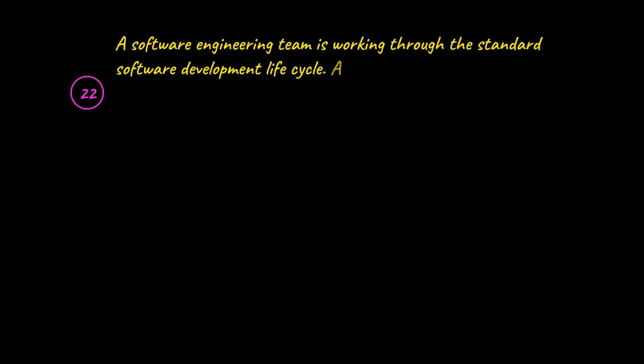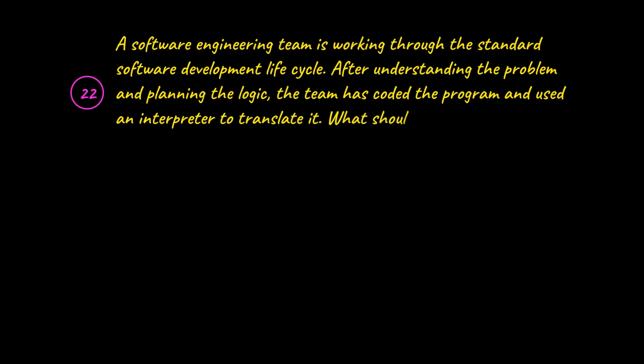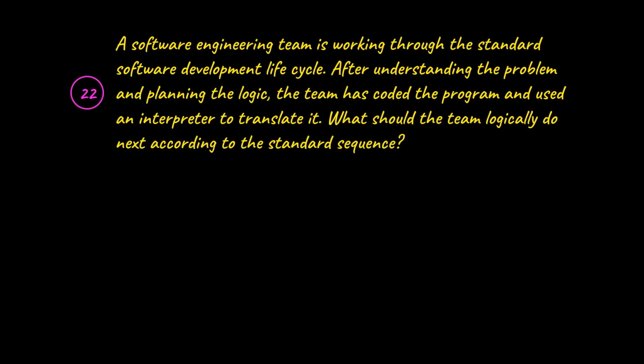Question 20. A software engineering team is working through the standard software development lifecycle. After understanding the problem and planning the logic, the team has coded the program and used an interpreter to translate it. What should the team logically do next according to the standard sequence?